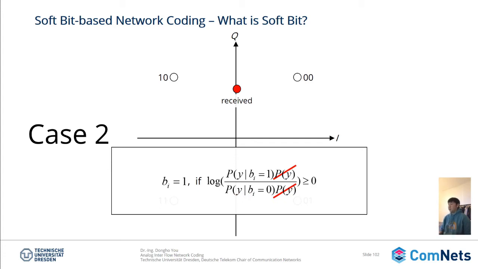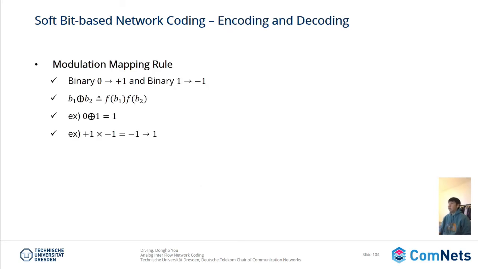So if the soft bit value is greater than 0 here, it will be binary 1. Actually, this is the log likelihood ratio. And a greater value means more reliability. Yeah, it means that it is more reliable. But okay, let's discuss more about it later. So far we learned about the concept of the soft bit.